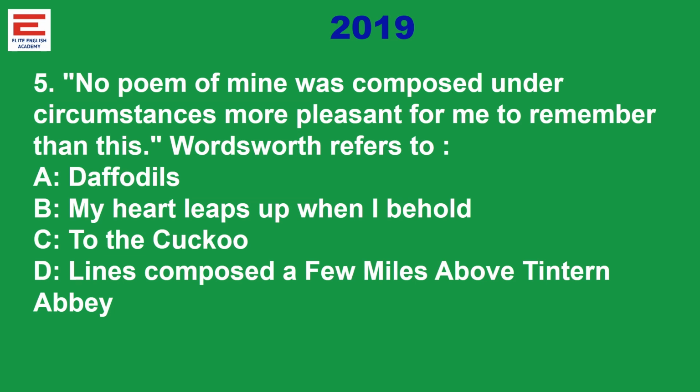The options are Daffodils, My Heart Leaps Up When I Behold, To the Cuckoo, and Lines Composed a Few Miles Above Tintern Abbey. These two, My Heart Leaps Up and To the Cuckoo, are distractors, because here the question is what Wordsworth refers to. Definitely it is not about the cuckoo, or about himself, right? So the two options we are left with are Daffodils and Lines Composed a Few Miles Above Tintern Abbey. Naturally, students know the answer is D, Lines Composed a Few Miles Above Tintern Abbey.